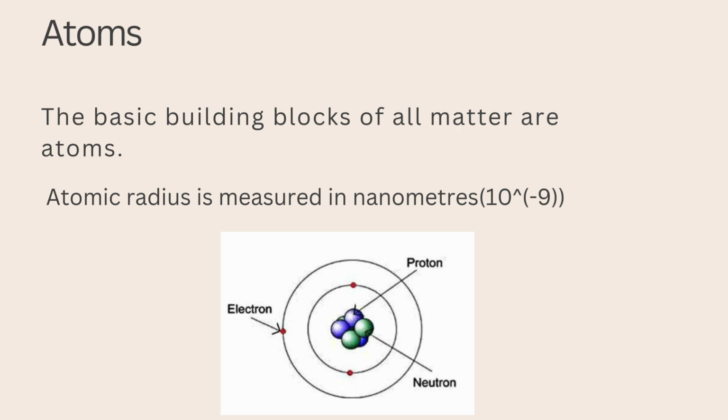Atoms are the basic building blocks of all matter. Atomic radius is measured in nanometers. This is a simple picture of an atom. In the center, there are protons and neutrons, and around this, electrons are rotating.